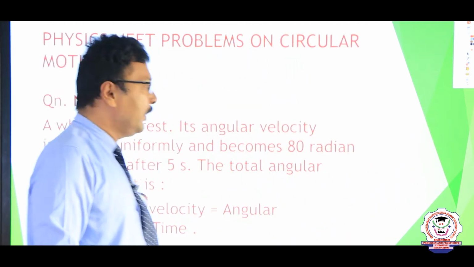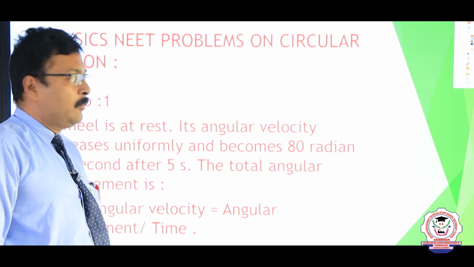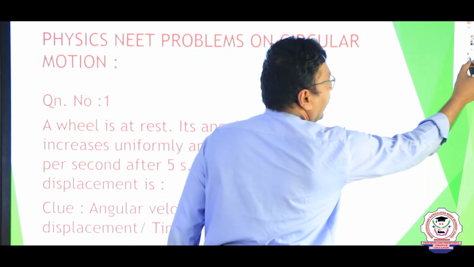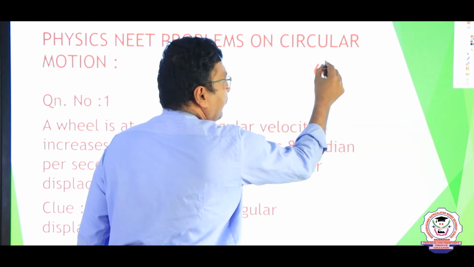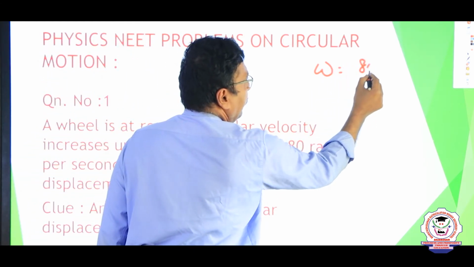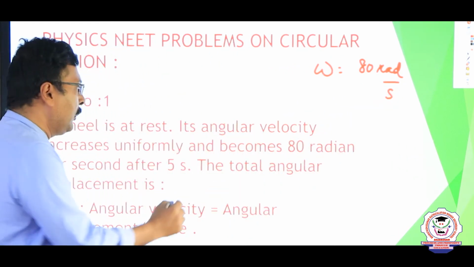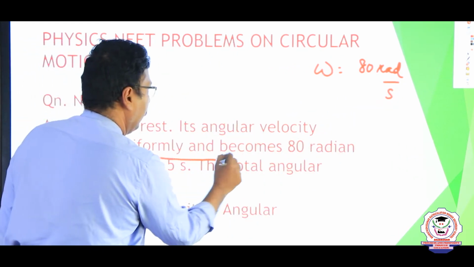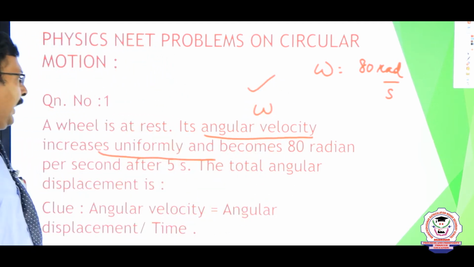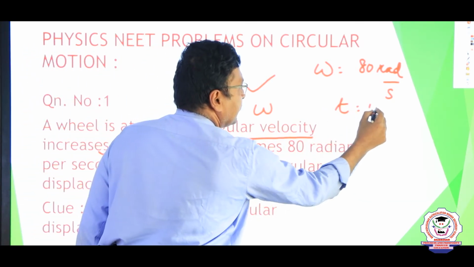The first problem is about angular velocity and angle subtended by a circular motion. We are given the angular velocity of a uniform body as omega, 80 radians per second. Omega is given in this problem, and time is also given. Time is equal to 5 seconds.